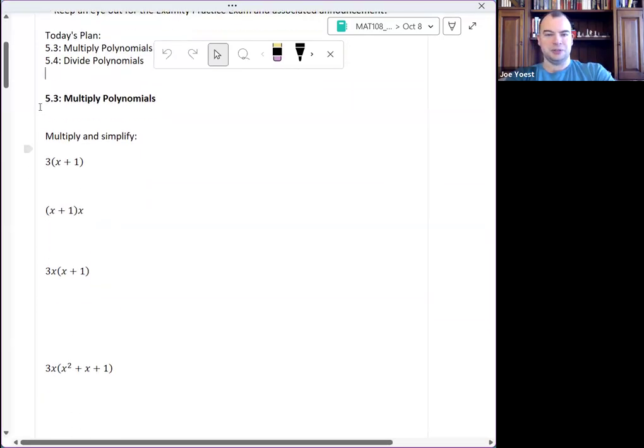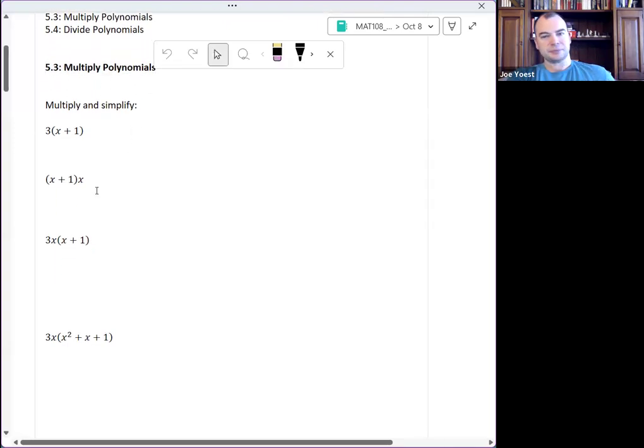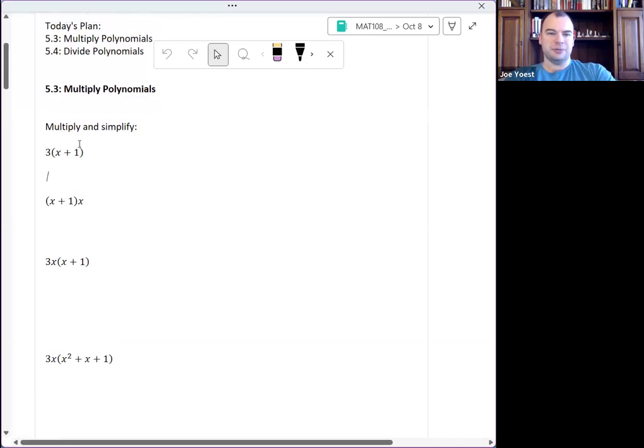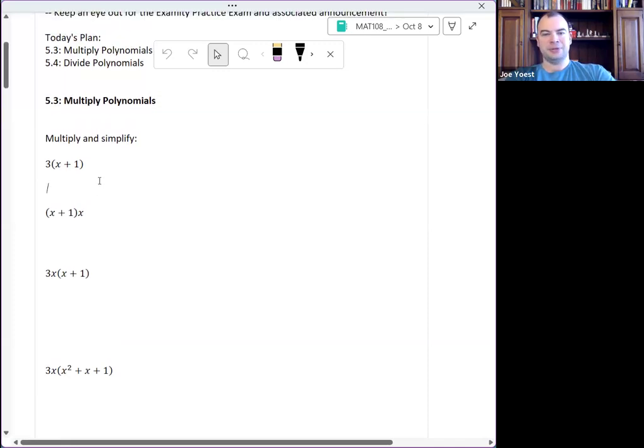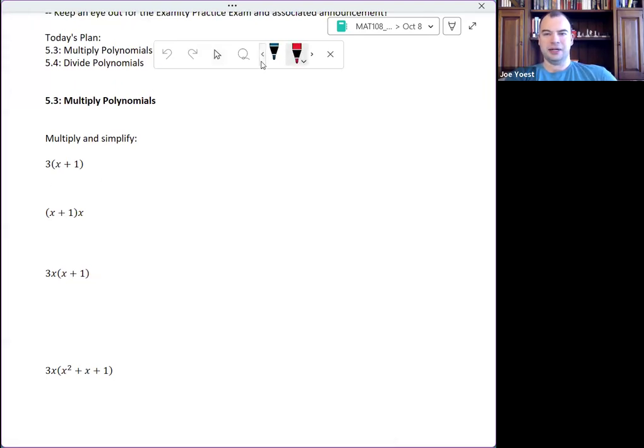Okay, so jumping into 5.3, multiplying polynomials. The first thing we want to remember is our distributive property. Again, we're kind of jumping right into this. This is review material, so I think this should all look familiar. But if I'm going too fast at any point, definitely jump in and ask a question or ask me to go back over something.